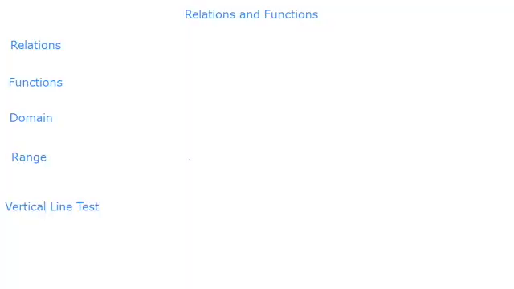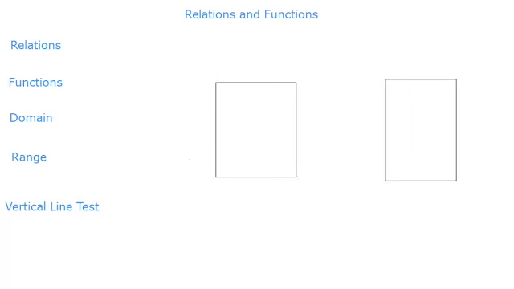All right, so like I said, today we're going to be talking about relations and functions. And so when talking about this, let's talk about what in the world is a relation. So the first thing I want to do is we're just going to make a couple of boxes here. Okay. So just a couple of boxes, kind of like a Venn diagram thing. We'll talk about that in a minute.